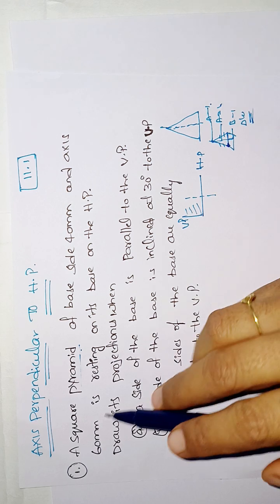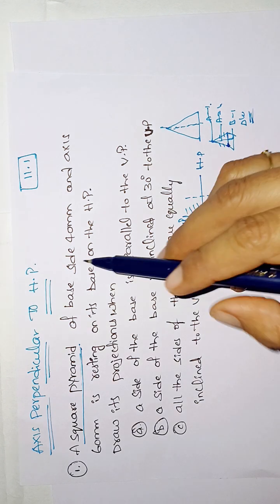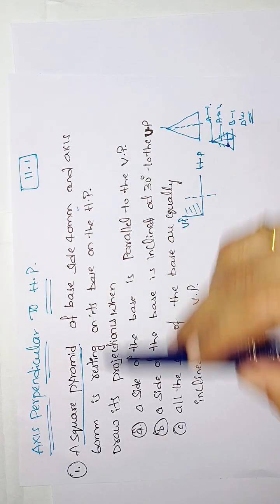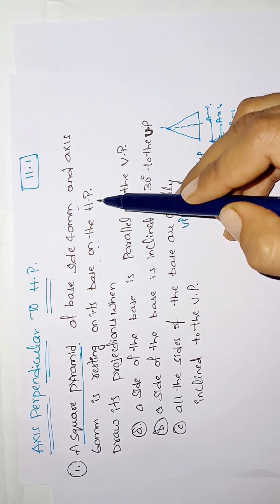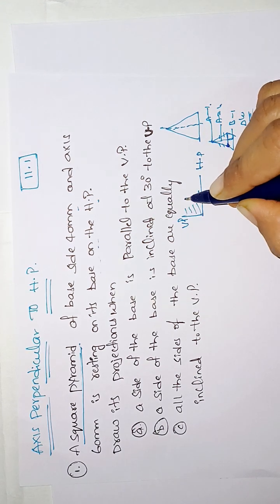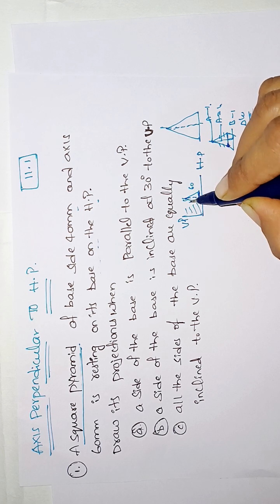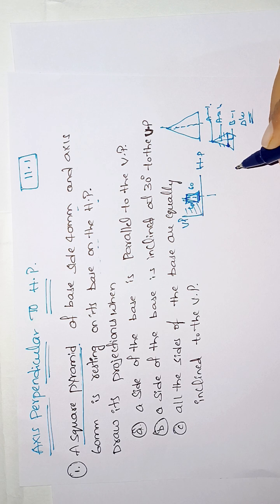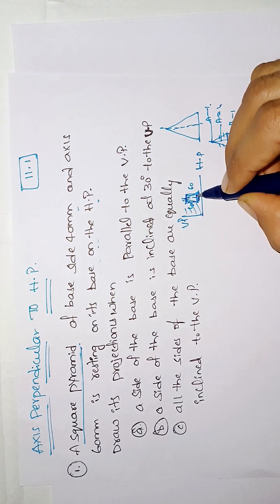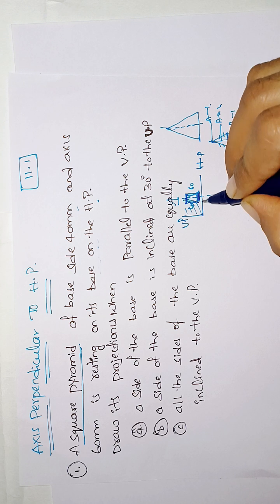So the question is a square pyramid. Given a square pyramid with base 40 mm and axis 60 mm, resting on its base on the HP. Definitely it is based on the HP, the axis is 60 mm and the side is 40 mm. This is the square pyramid, and it is on the HP.